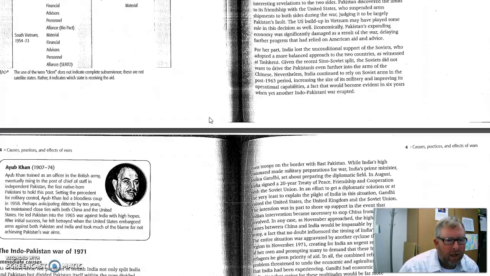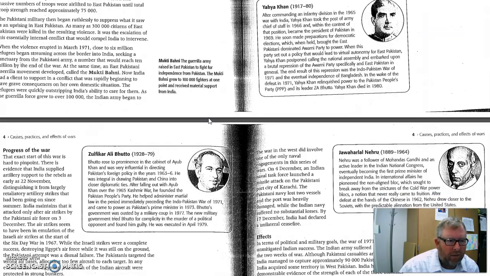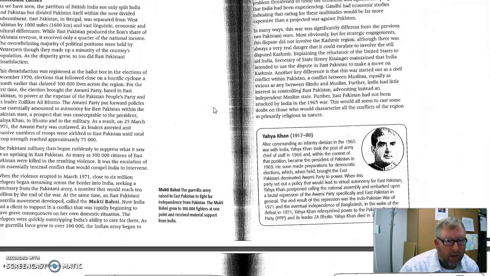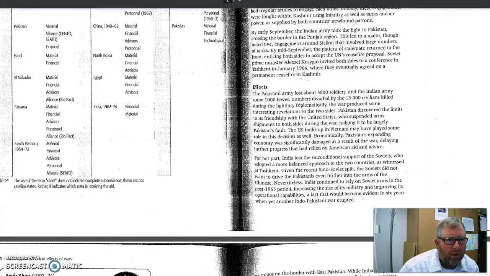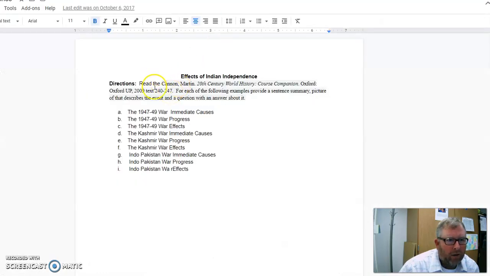Some of the things that occur as a result of this independence, obviously based off of the partition and some of the division between the different ethnic and political groups in India. There are some pretty drastic acts of violence that rise out of that. So you're going to complete this reading and you're going to fill out this Google Doc.